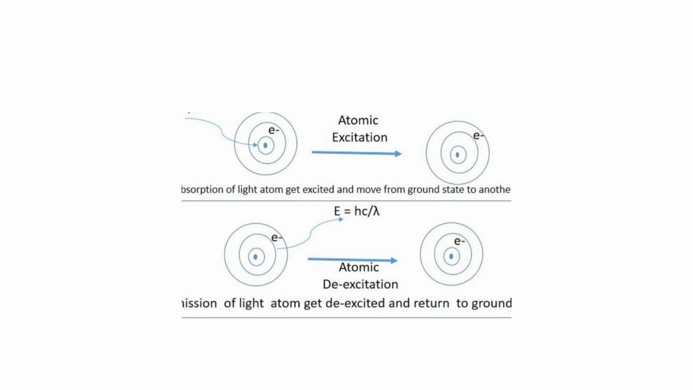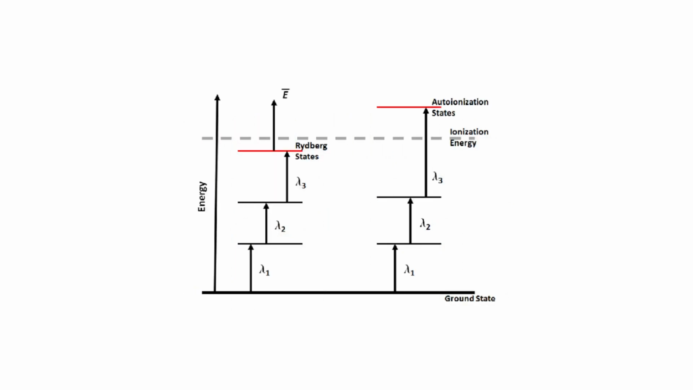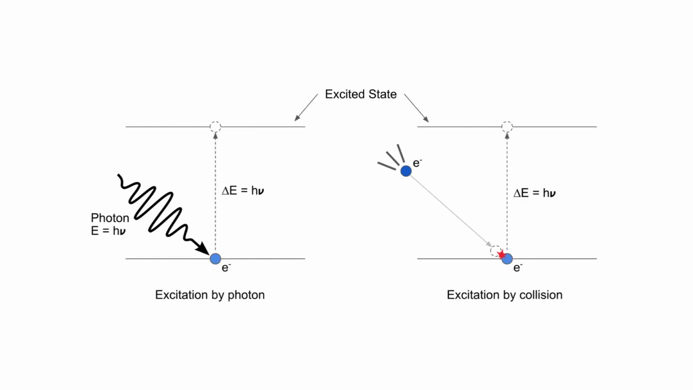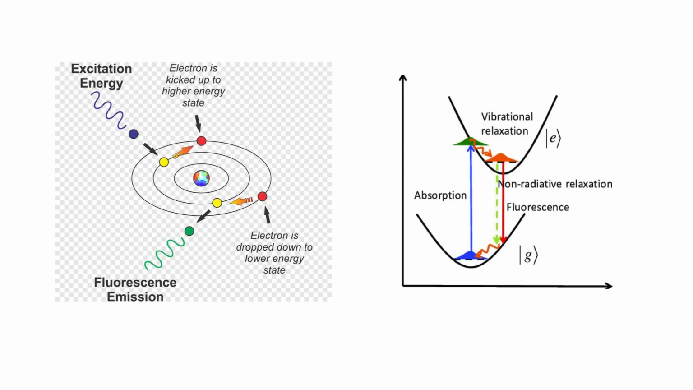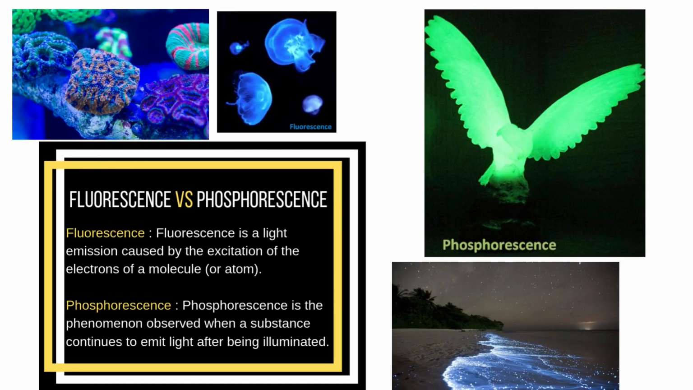2. Excitation and de-excitation. UV radiation can excite atoms and molecules to higher energy states, which can induce chemical reactions and changes in molecular structure. When these excited atoms and molecules return to their ground state, they can emit radiation in the form of fluorescence or phosphorescence.